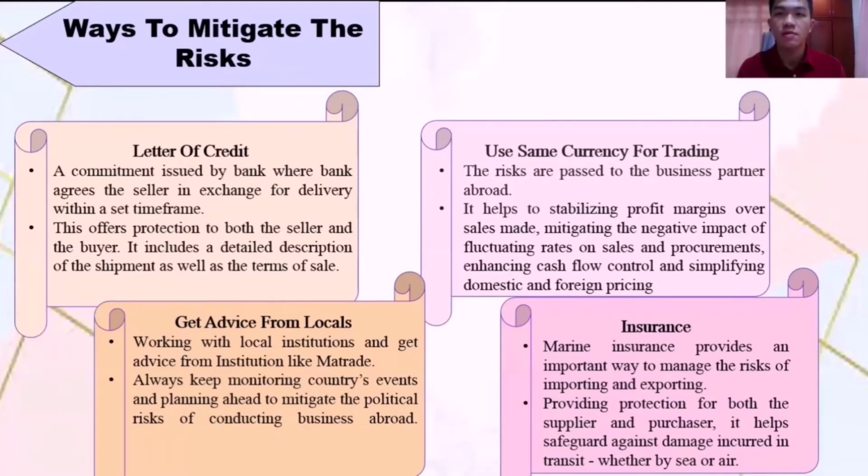Thirdly, get advice from locals. The simplest way to mitigate political risk is to research the readiness of the country before conducting business abroad.